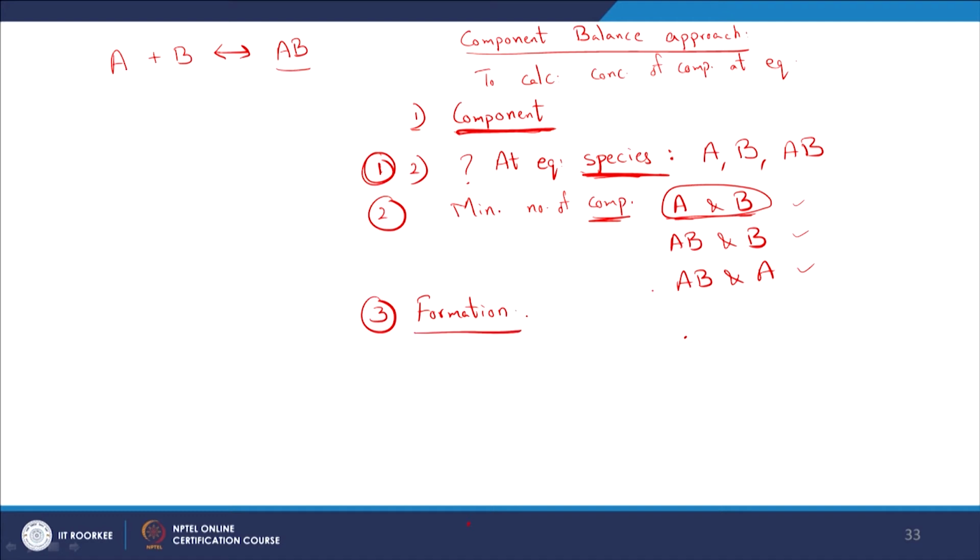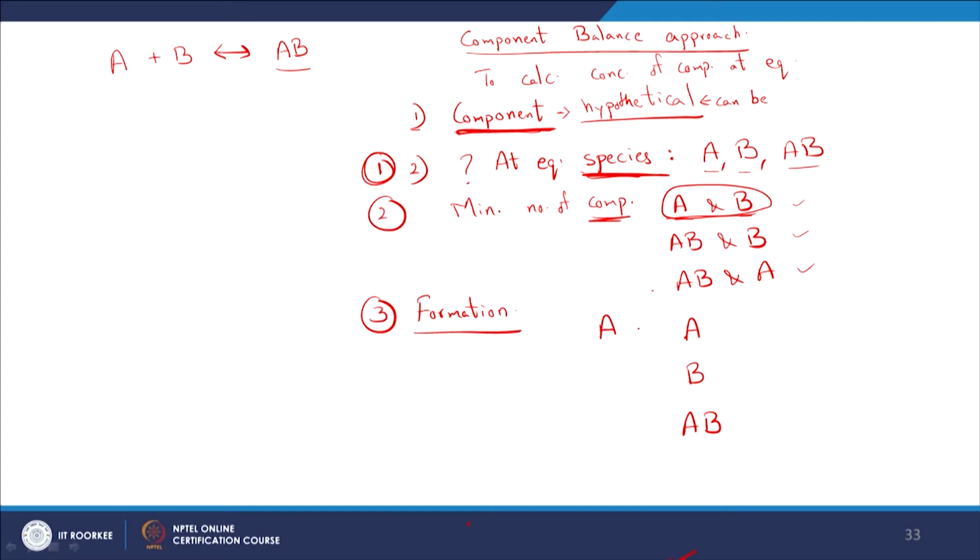One aspect here that I need to clarify is that the components can be hypothetical blocks. They do not need to be something that you would see in nature, but species are what you would actually observe or expect to see at equilibrium in your solution. So formation, as in we are trying to form all the species A, B and AB. So how can I form them? This is not a chemical reaction, keep in mind.